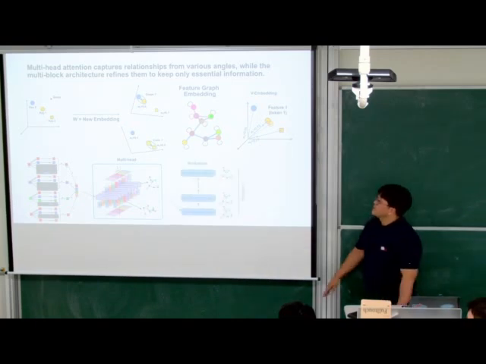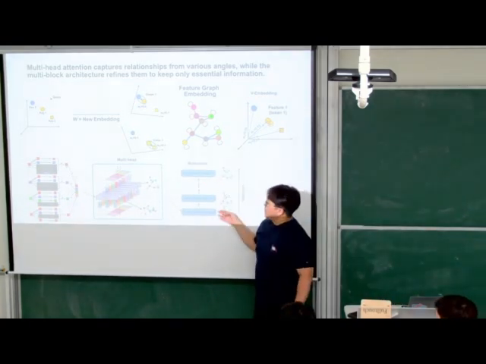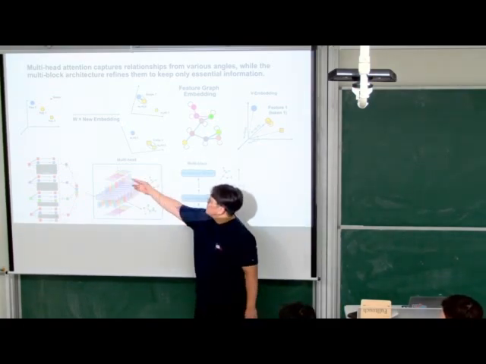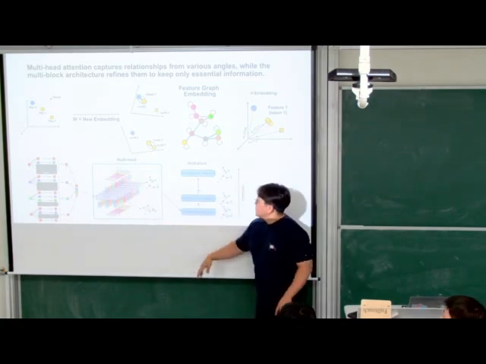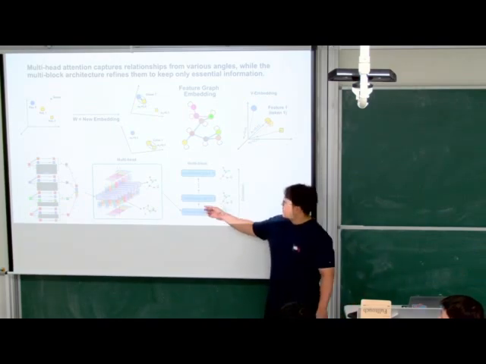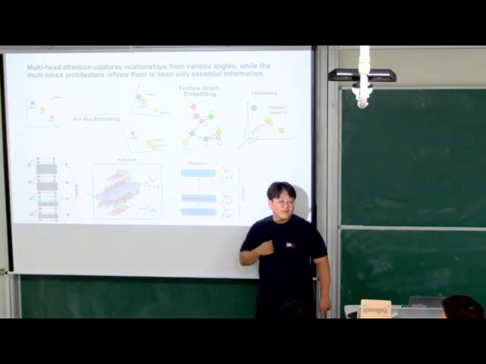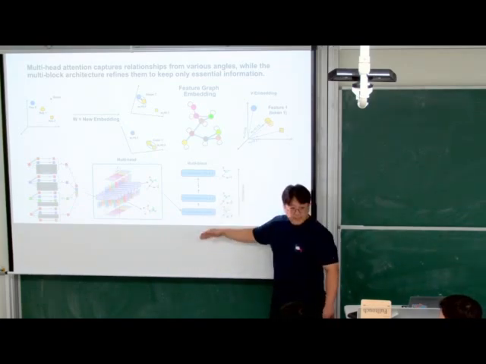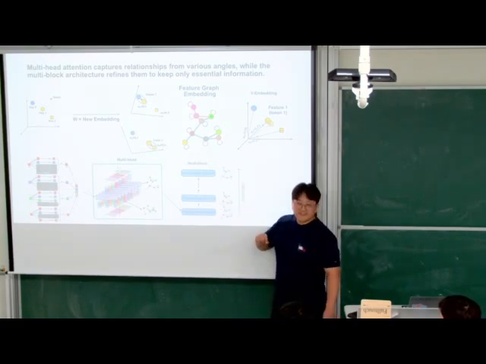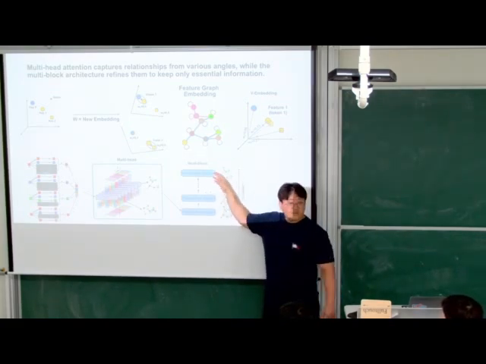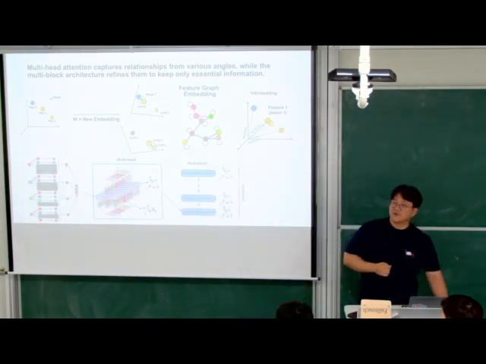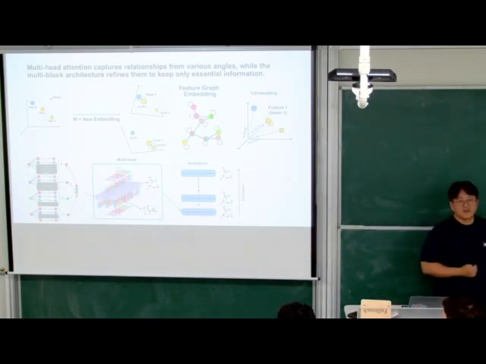Furthermore, by connecting this multi-head, we have a multi-block structure. Each block is multi-head, and in this structure, the output of the previous block will be used as input of the next block. After updating like this, we will get a distilled graph that only contains the information. So it's kind of a noise filter. Yeah, so this is it. Do you have any questions?